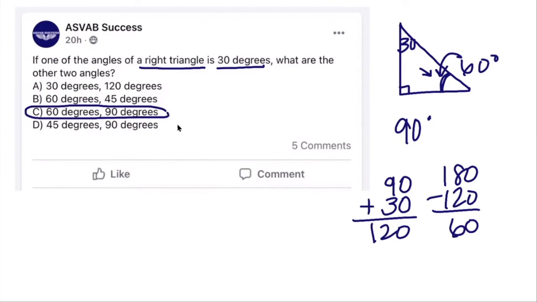So this kind of question is more commonly seen in the mathematics knowledge section. It's not difficult math, you just really need to know all of these concepts from geometry.